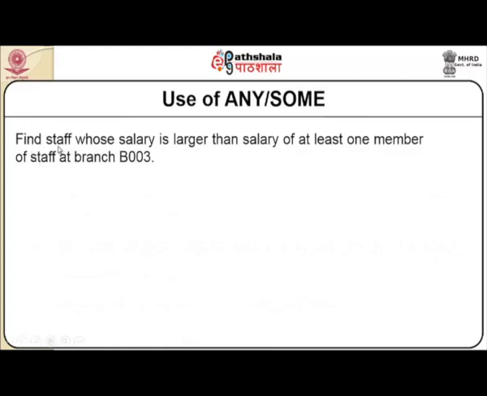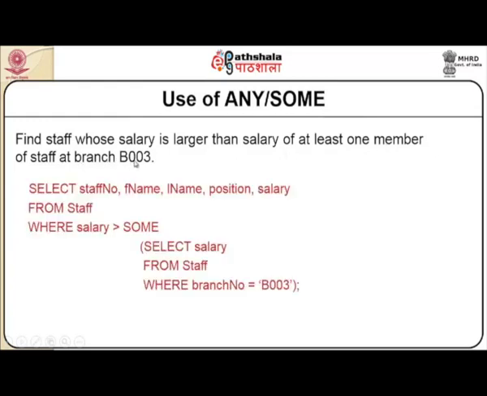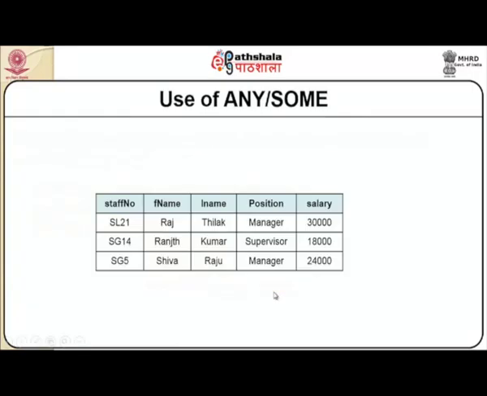Find staff whose salary is greater than the salary of at least one member of staff at branch B003. So how should we represent this in a SQL statement? Select staff number, first name, last name, position, salary from the staff table, where salary is greater than SOME (select salary from staff where branch number is B003). So that will retrieve some of the values.